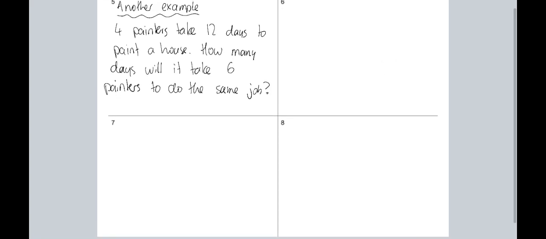So this is sort of a classic example, but this idea of apportioning work to workers is a pretty common one. So it's worth having a look, and it does illustrate this idea of what is called inverse variation, which is what reciprocal functions model, inverse variation. So 4 painters take 12 days to paint a house. How many days will it take 6 painters to do the same job?